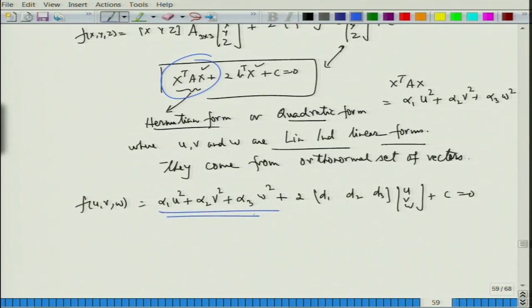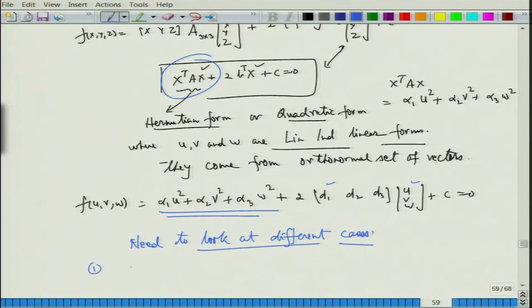Fine. And now I can again do the same thing. I can look at d1 times u here. So, if I am assuming that alpha 1, alpha 2, alpha 3 are all non-zero, I can do nice things. If it is 0, I will have issues. So, I need to look at different cases. What are the cases that we need to look at?